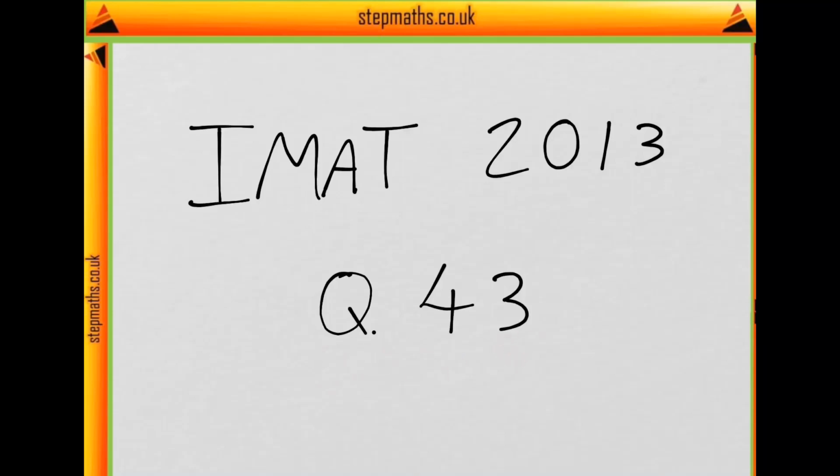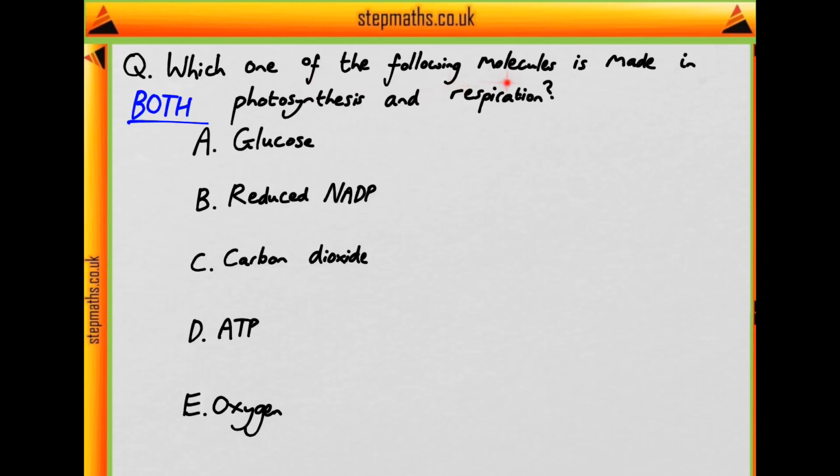This video is on question 43 from the 2013 IMAT paper. In this question we're asked which one of the following molecules is made in both photosynthesis and respiration, and given the options of glucose, reduced NADP, carbon dioxide, ATP and oxygen. So let's start with glucose.